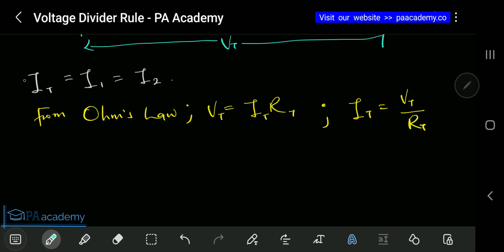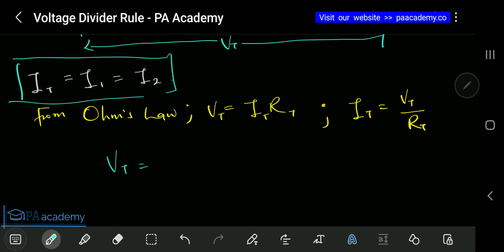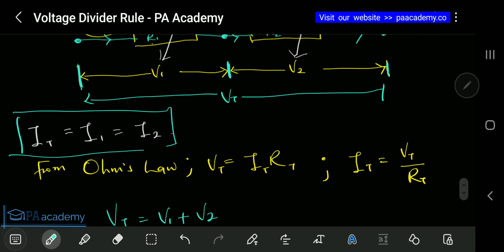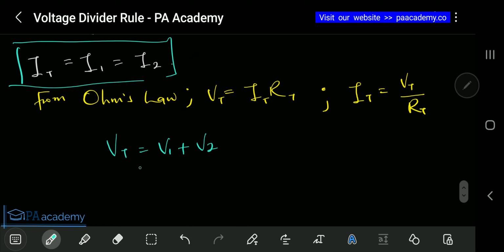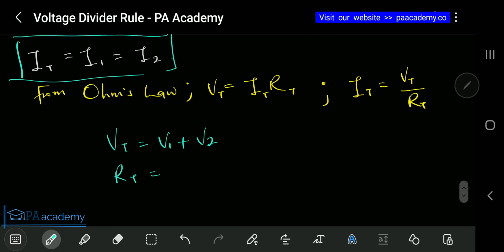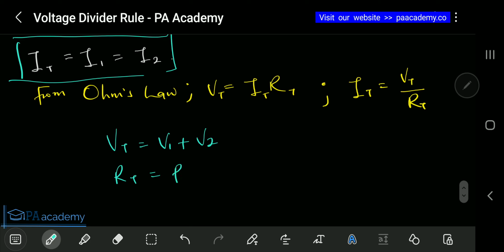Since we've already established that our IT is equal to I1 and also equal to I2, we can also say our VT is equal to V1 plus V2. So the total voltage is V1 plus V2, and for our RT, remember that these are resistors connected in series, so our R is going to be R1 plus R2.